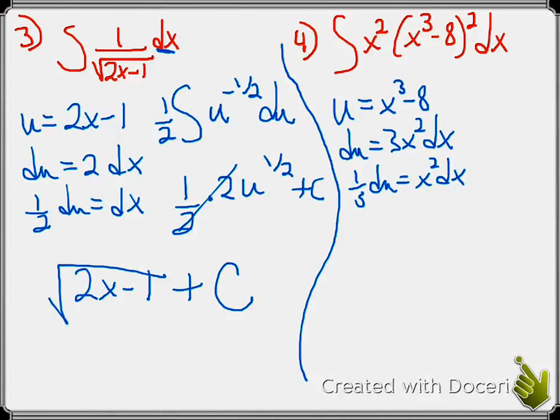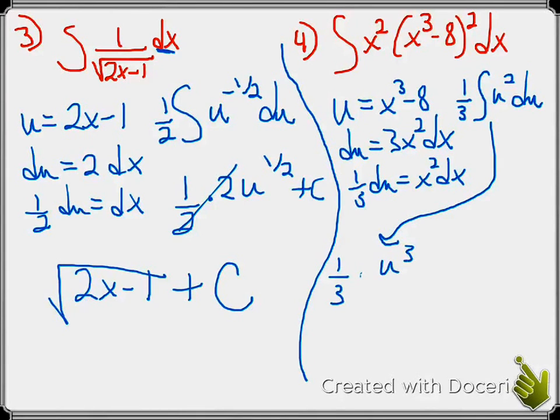So now this will get rewritten as 1/3 the integral of u squared du. So now I integrate, which will be 1/3 times u cubed over 3 plus c. 1/3 times another third is 1/9. Undo my substitution.